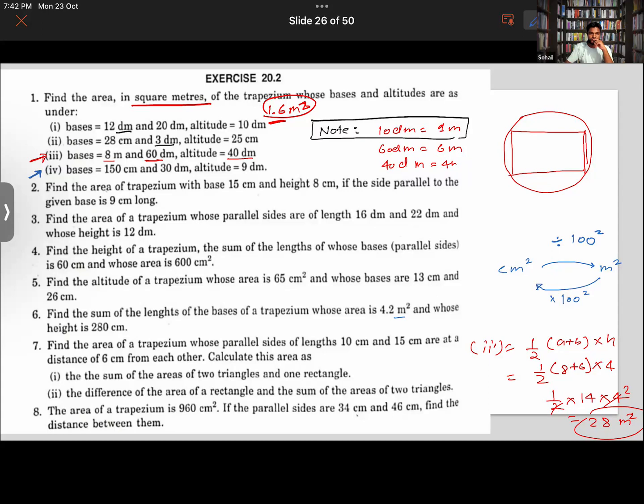Sir, 9 decimeter will be 0.9 meter, right? 9 decimeter, yes. That will be 0.9 meter. We just have to divide. If it's in decimeter, just divide it by 10. You will be getting the value. Okay. Yes, sir.